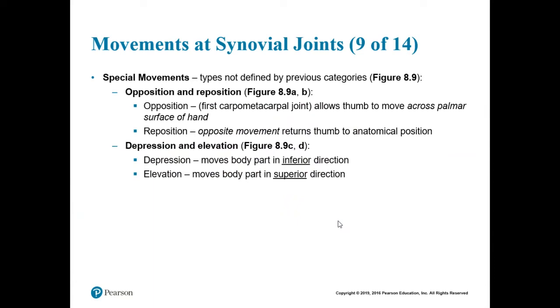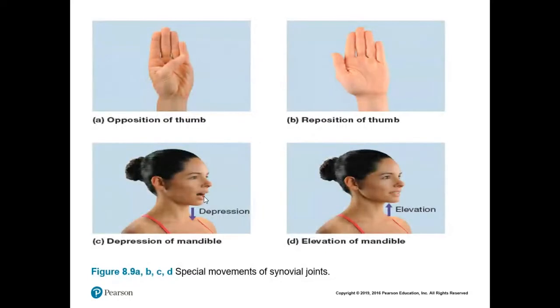Special movements, we have two: opposition, reposition, and depression, elevation. All right, so let's go ahead and look at them. It's better if we see them. So opposition, you're basically bringing your thumb to touch your pinky, if you will. So you touch your thumb to your pinky, and you achieve an opposition, essentially. Reposition is bringing it back. So normal anatomical position here.